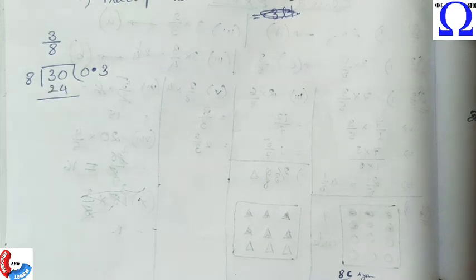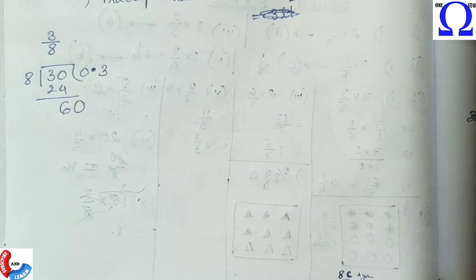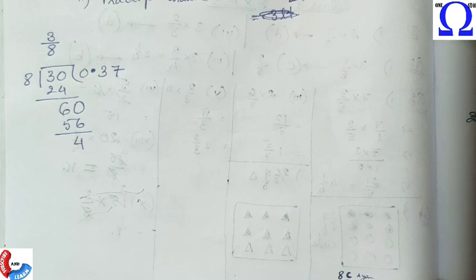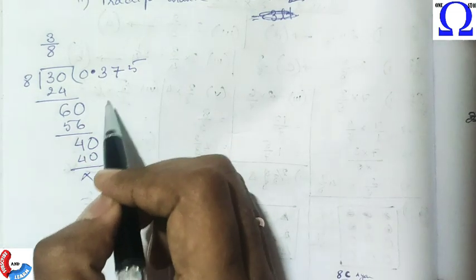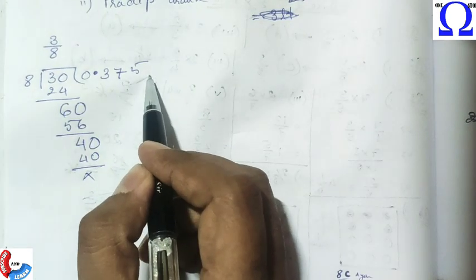8 3s are 24, right? So this is simple. Now what we have got? 6. Now the point is already given there, so this will bring another 0 here. Now 8 7s are 56. Therefore now this will bring 0 here, and now we will get our answer. So this is the required answer actually, and this is how we divide it. Understood?